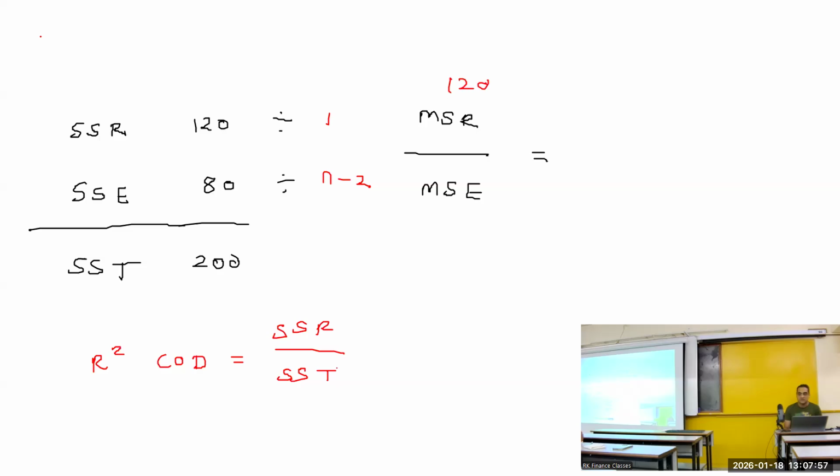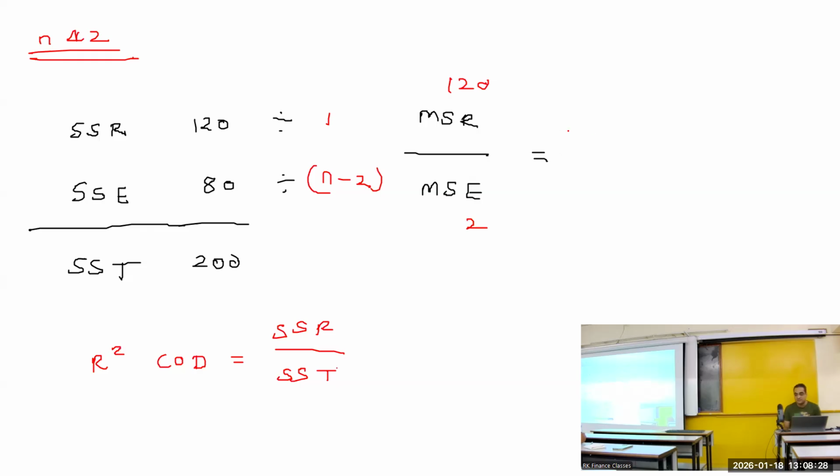Sample size will be given to you, whatever. Let's say sample size is 42. Large या small? 30 और 30 के ऊपर. Okay, 30 is also large. 30 and 30 के ऊपर is large. So 42 is large. 42 minus 2, that's 40. 120 upon 1 is 120, and 80 upon 42 minus 2, that will be 40. 80 upon 40 is 2.